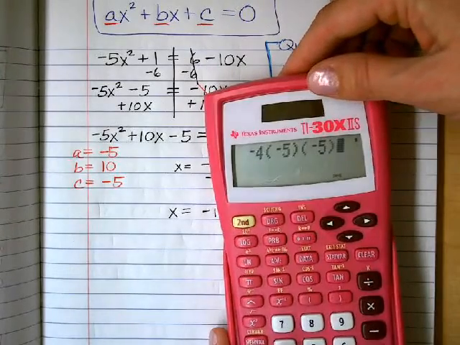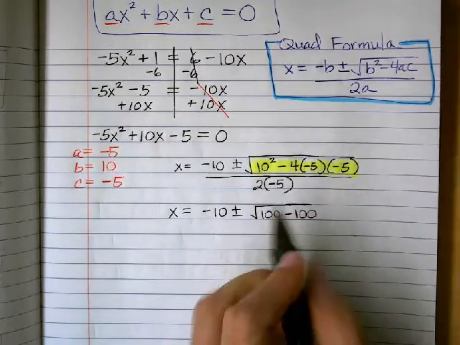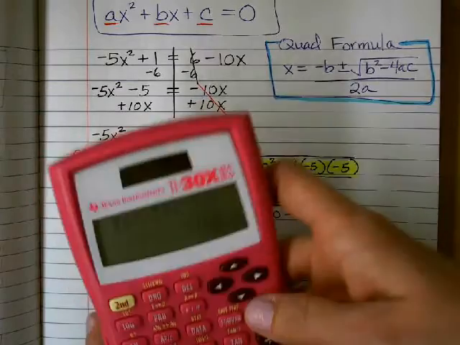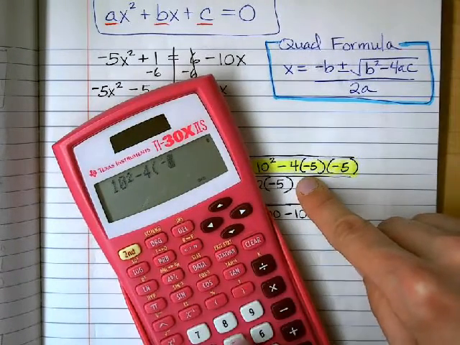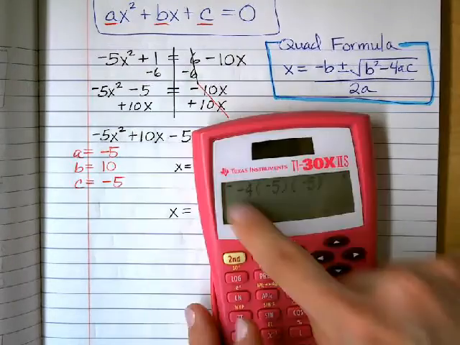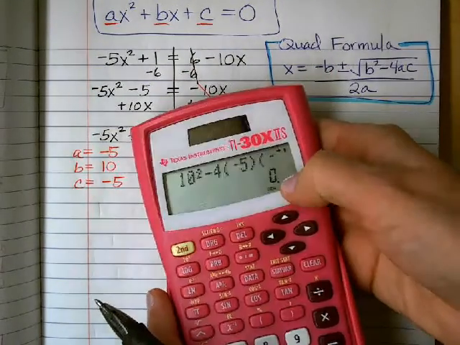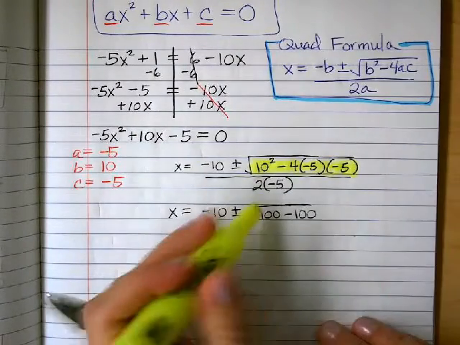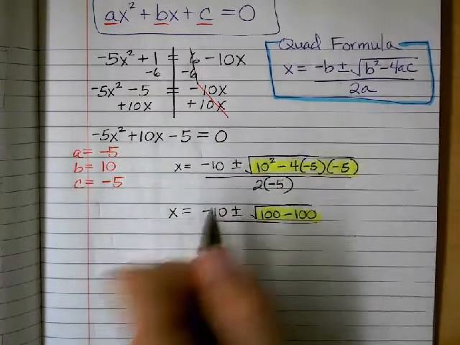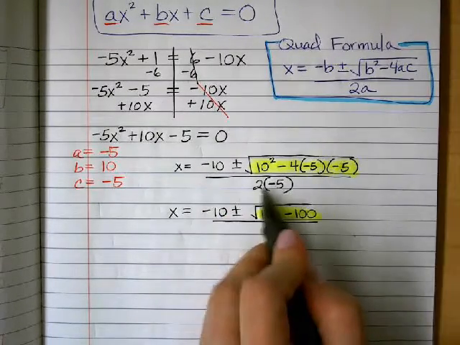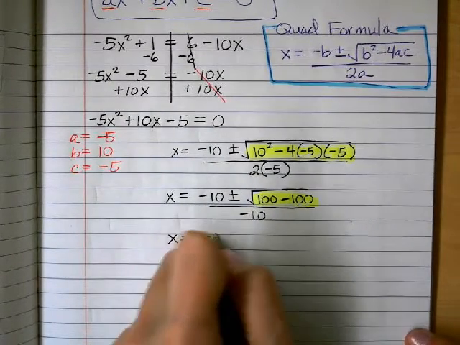Oh, that's 100. You could even do the whole thing on your calculator: 10 squared minus 4 times parentheses negative 5, and then another parenthesis, negative 5. So you could type it in. I got 100 minus 100, which is 0. See, I did the math on this part in yellow. That's the hardest part of the whole thing. And then the bottom is 2a, so 2 times a, that'd be negative 10. Okay, so I'm getting x equals negative 10 plus or minus square root of 0 over negative 10.